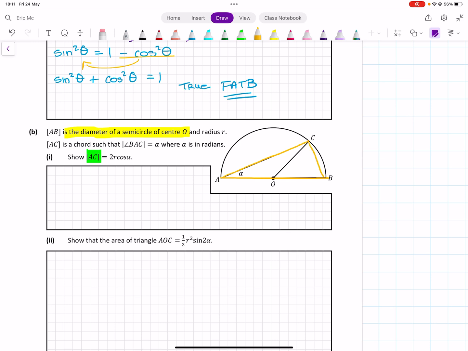Okay, so if I draw that triangle, I know it's messy, but there's a theorem that says the angle in a semicircle is equal to 90 degrees. So that means that's 90. This is r, this is r, so that side is 2r. So that means the hypotenuse is 2r, and this is AC.